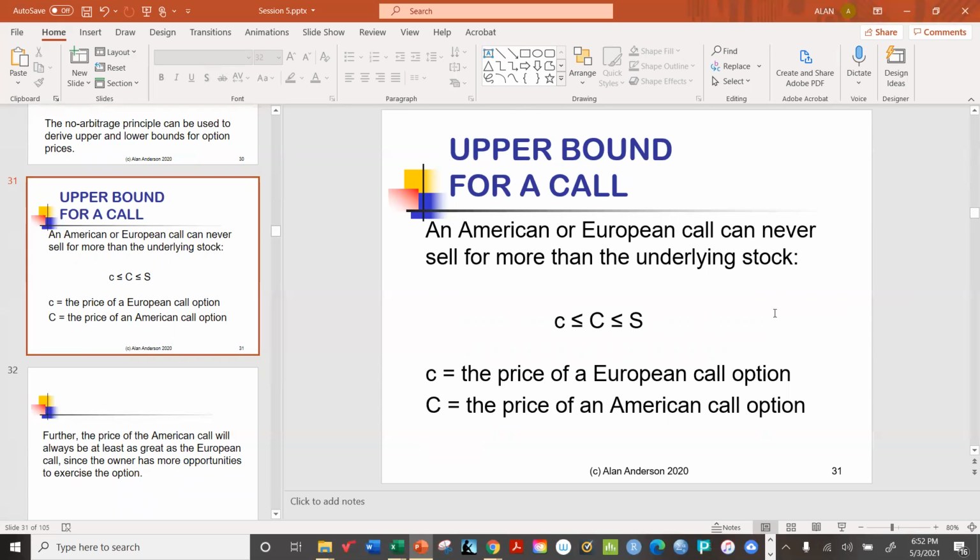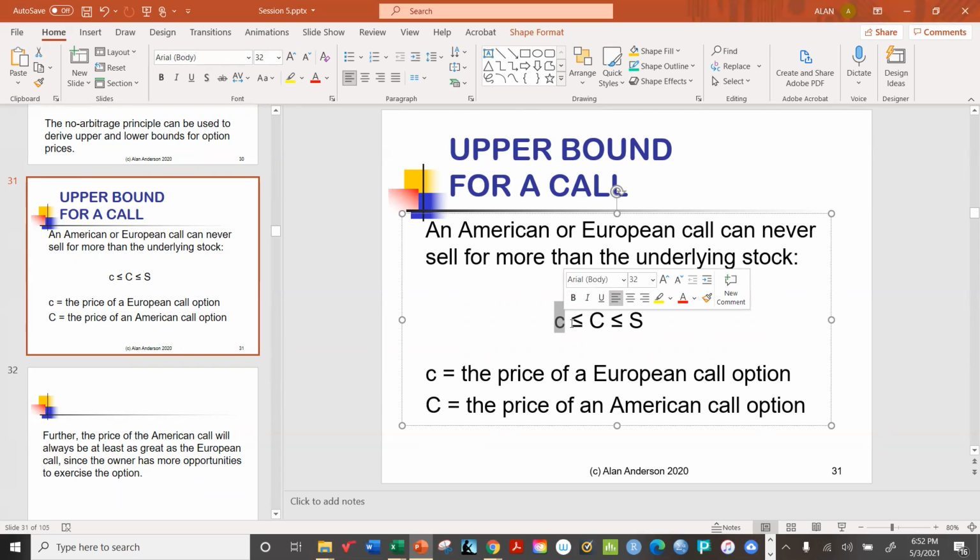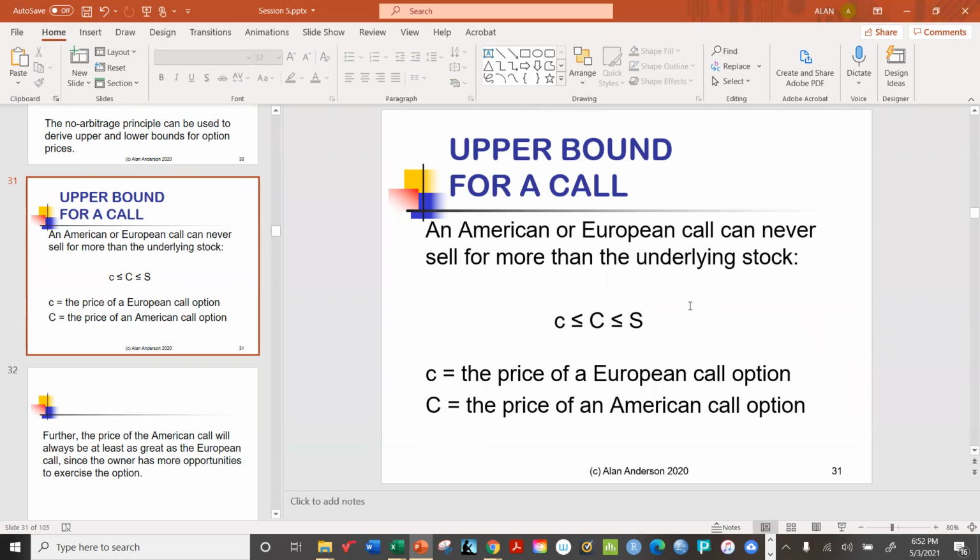So at the very least, we can say that the European call is less than or equal to the American call, which in turn, as we'll prove in a minute, is less than or equal to the actual stock price. And so that simply means that these call options can never sell for a higher price than the underlying stock or asset. In other words, it could never be worth more.